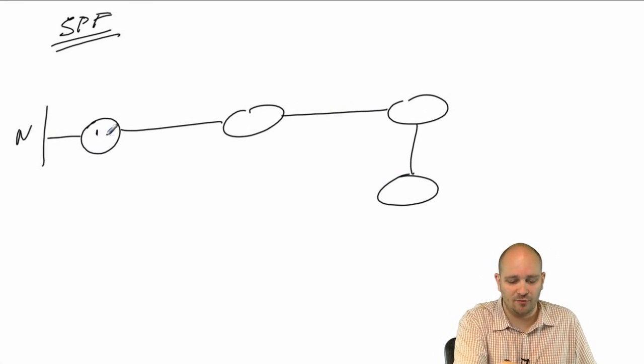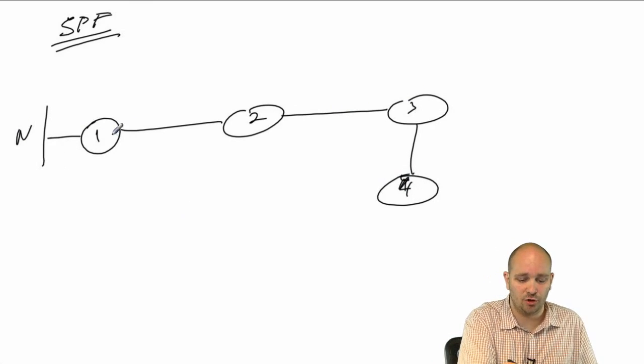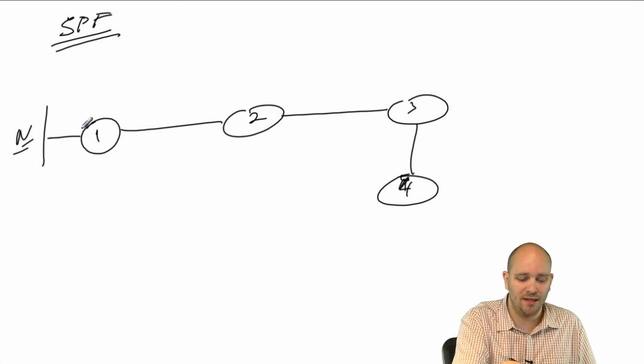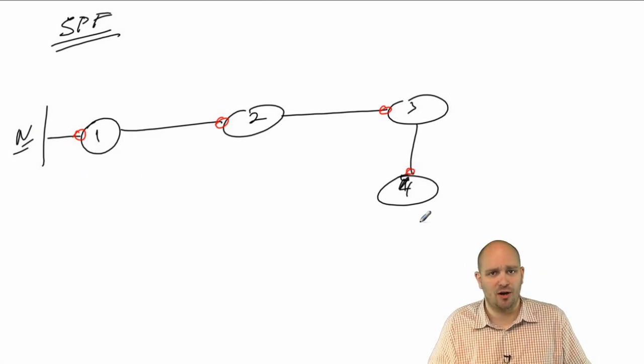So let's say that we have routers 1, 2, 3, and 4. And behind router 1, we have some network N. What we would look at here is the cost on the interfaces that are facing in the direction that our traffic would follow.